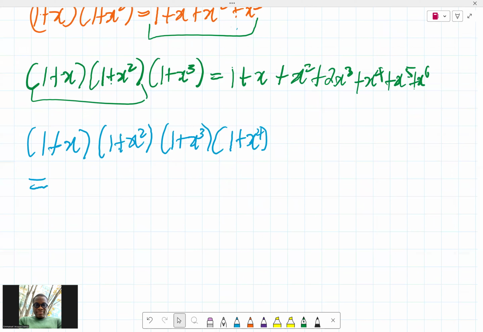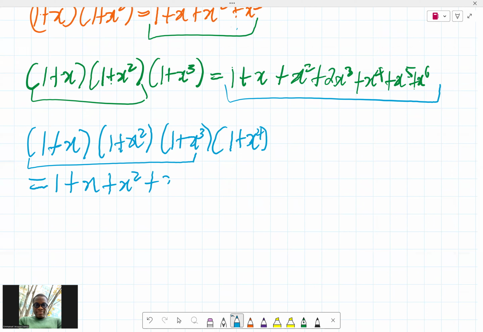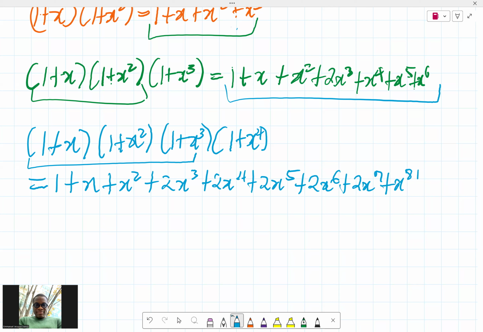If you do all of that, already the whole of this is the same thing as what we have here. So we are multiplying this whole thing by 1 plus x raised to power 4. The smallest term is going to be 1, and the highest is going to be x raised to power 10, because x raised to power 6 is going to multiply x raised to power 4 here. So the result in that case is 1 plus x squared plus 2x cubed plus 2x raised to power 4 plus 2x raised to power 5 plus 2x raised to power 6 plus 2x raised to power 7, then plus x raised to power 8, x raised to power 9, and x raised to power 10.